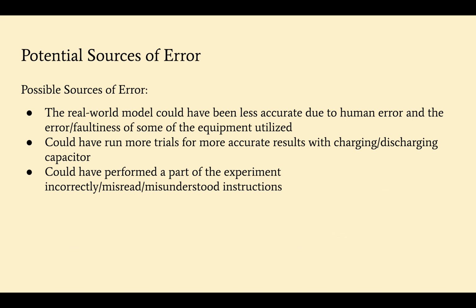And then the potential sources of error. The real world model could have been less accurate due to human error and the faultiness of some of the equipment that we were using. We could have run more trials for more accurate results with discharging the capacitor, and we could have performed a part of the experiment incorrectly or misunderstood the instructions.